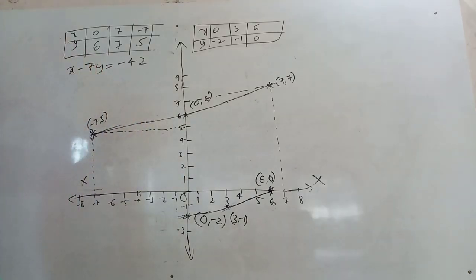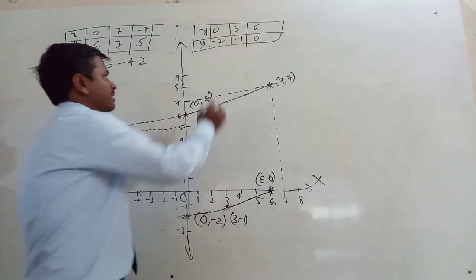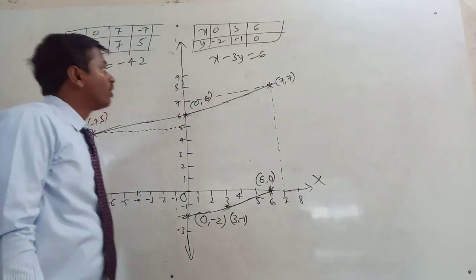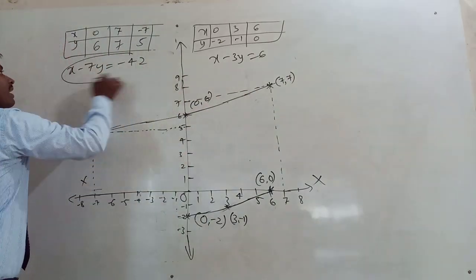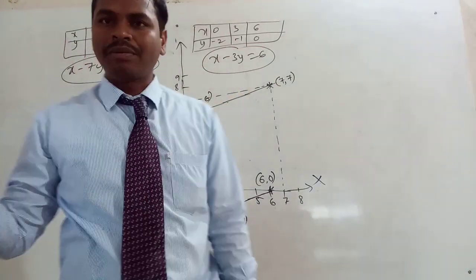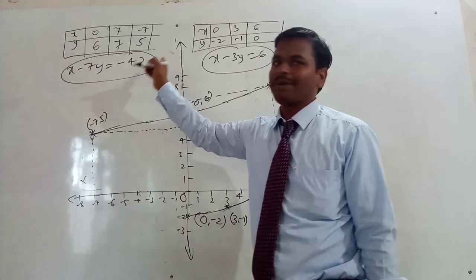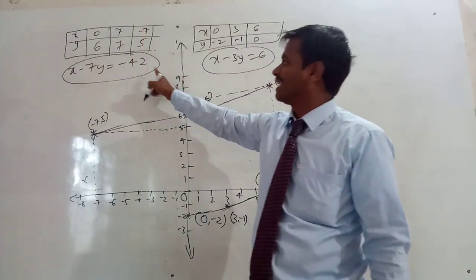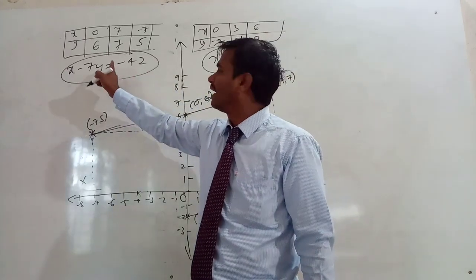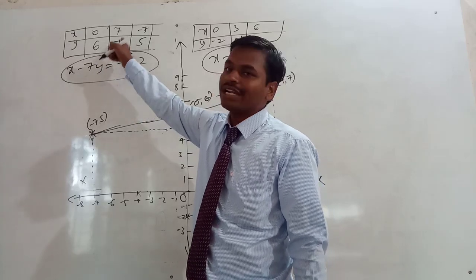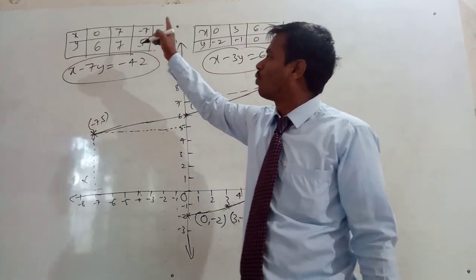Second equation, what was the second equation? X minus 3y equal to 6. That was the second equation. First we represented these algebraically. Using these algebraic equations and x and y values, we will find the coordinate values.